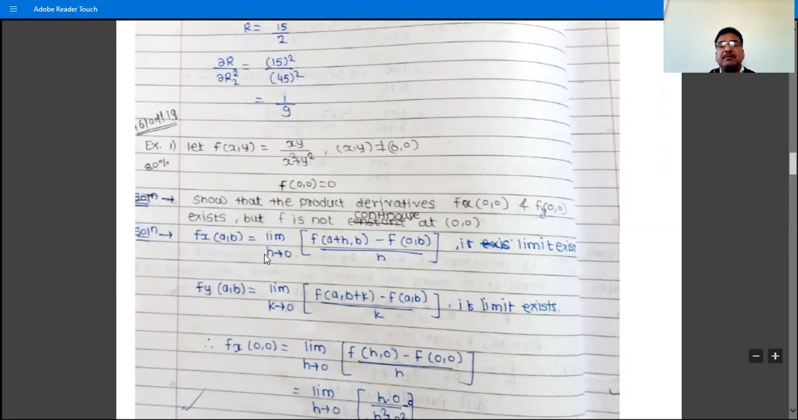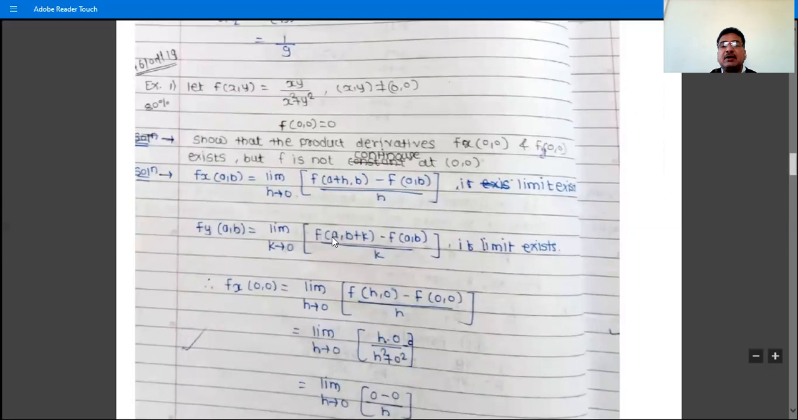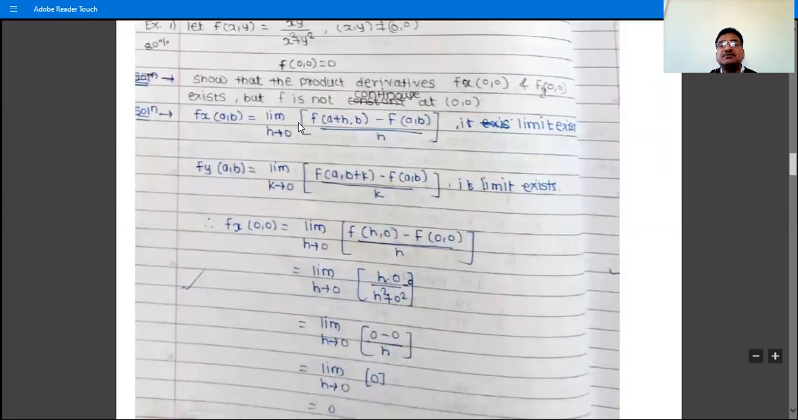So what is fx(a, b)? Limit h tends to 0, f(a + h, b) minus f(a, b) divided by h, if the limit exists, and fy(a, b) is this: limit k tends to 0, f(a, b + k) minus f(a, b) divided by k. So fx(0, 0) is what? Substitute a and b as 0. So we have 0 plus h means h, f(a, b) is f(0, 0), divided by h. Then f(h, 0).